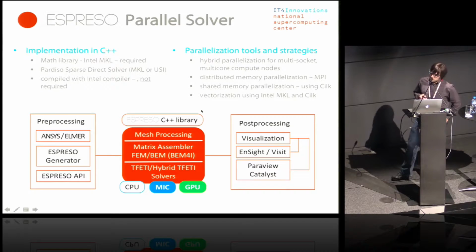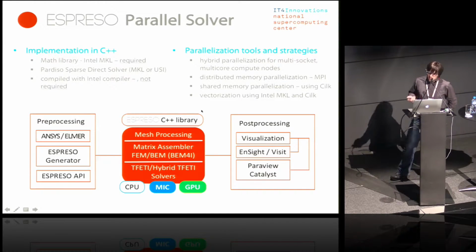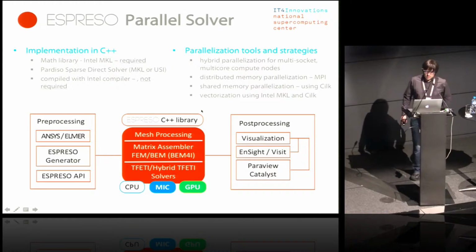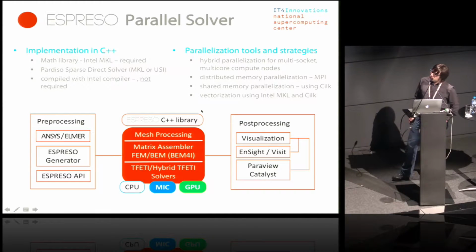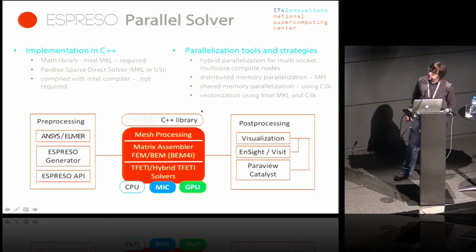When it comes to the parallelization strategies in the ESPRESO, we are having a hybrid parallelization, which means we can run a single MPI process per node and then use the threading. We are using Cilk++. Plus we have vectorization support, mainly achieved by the MKL library, because a lot of the parts of the solver are based on the sparse and the dense BLAS routines from the MKL.